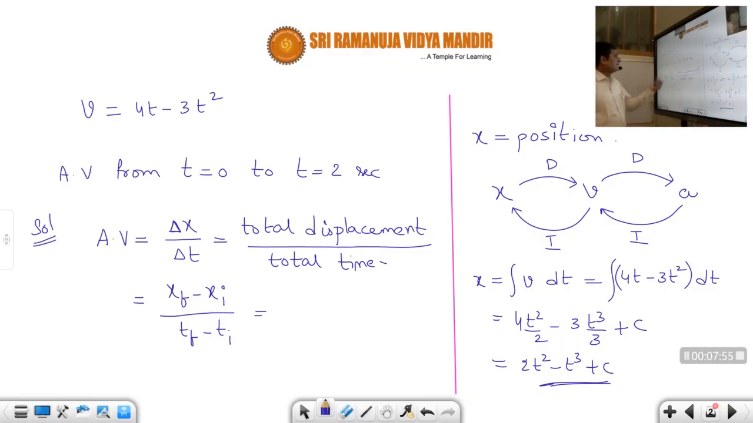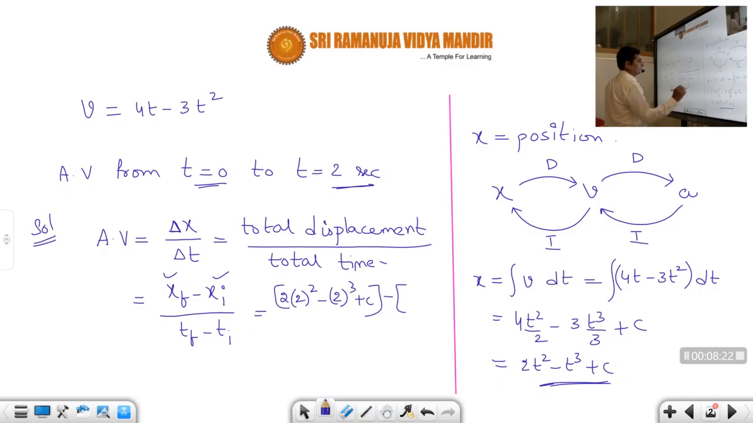Now x final means in this, if you substitute t equal to 2, then you will get xf. Correct or not, students? And x initial means when you substitute t equal to 0 in this, you will get x initial. So let us substitute t equal to 2 here. That means 2 into 2 square minus 2 cube plus c, minus of, now if you substitute x initial, that means 0, 2 into 0 minus 0 cube plus c. So it doesn't make any difference. Now c will get cancelled anyway.